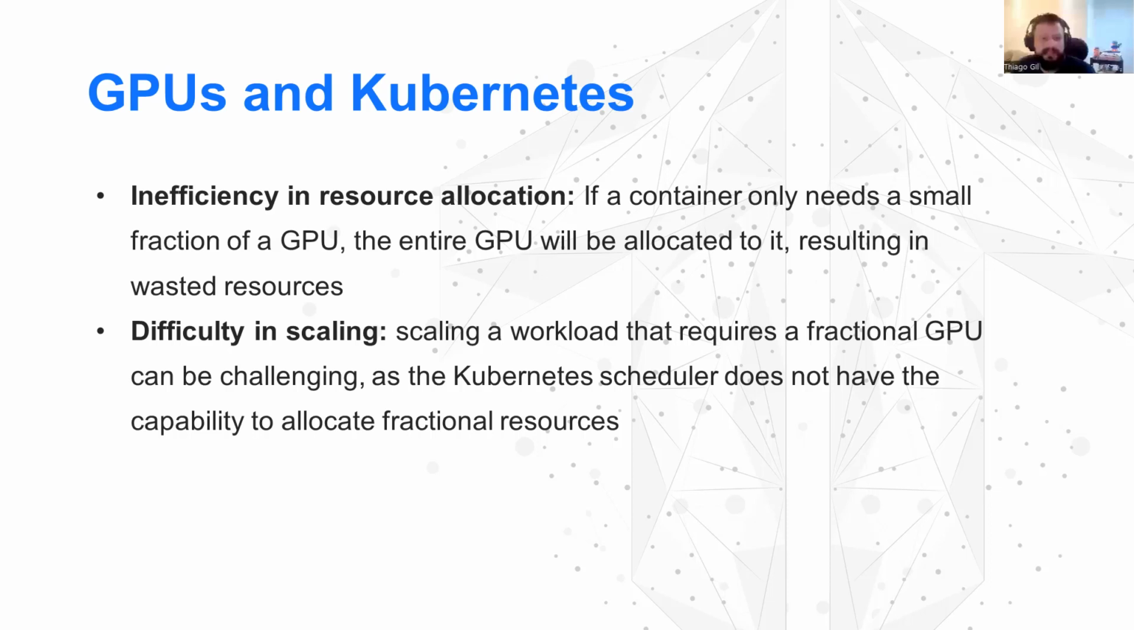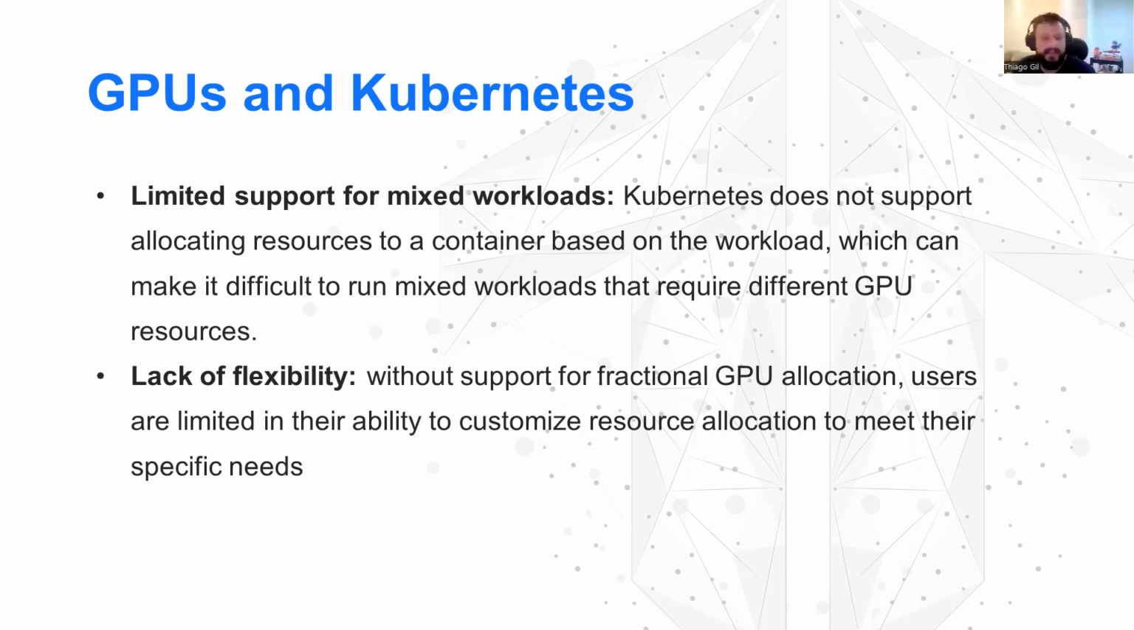When it comes to GPU resources, Kubernetes does not have native support for GPU allocation and must rely on third-party solutions, such as the Kubernetes device plugin, to provide this functionality. These solutions add an extra layer of complexity to resource allocation and scaling, as they require additional configuration and management.